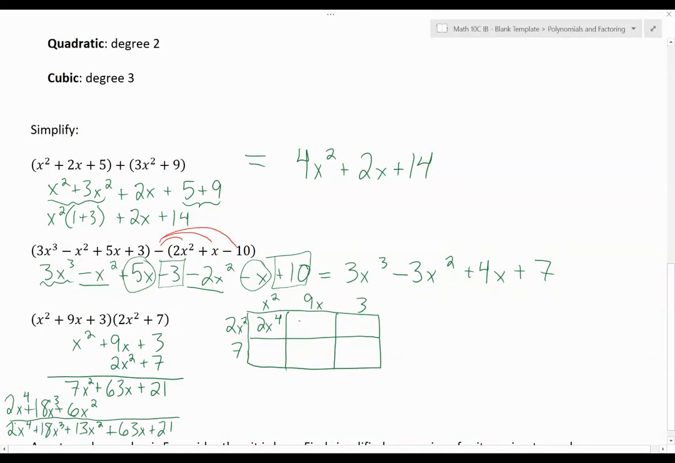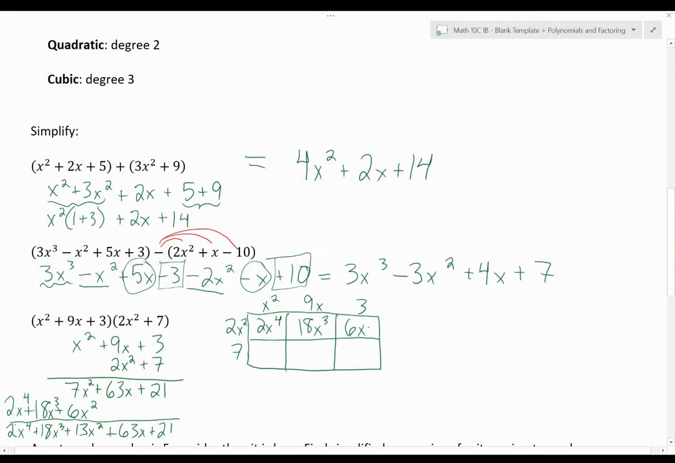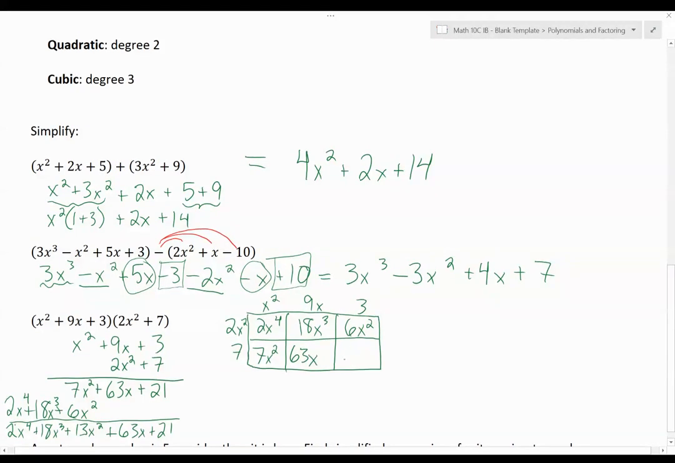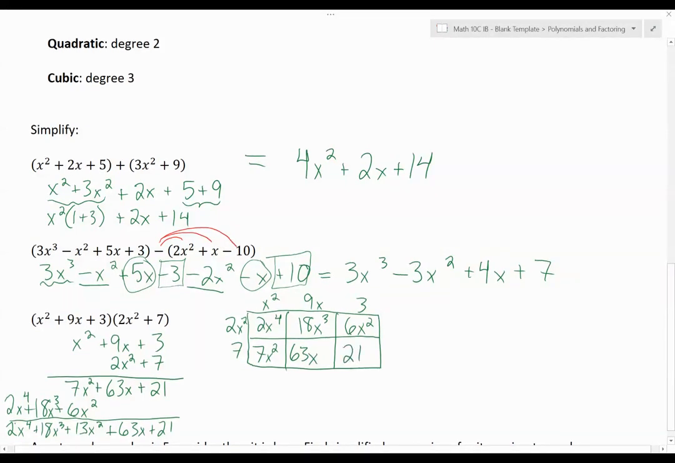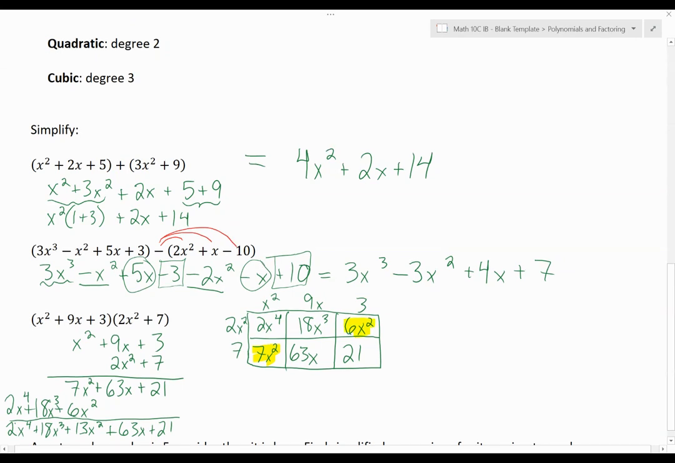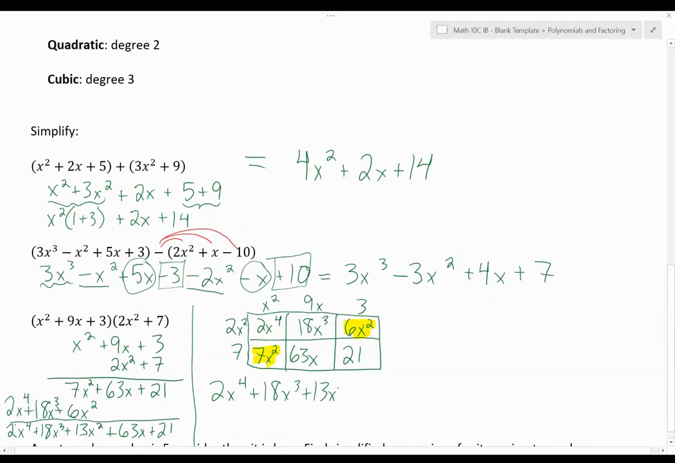2x squared times 9x is 18x cubed. 2x squared times 3 is 6x squared. Then I got 7x squared, 63x, and 21. All the same things I got when I was multiplying the other way around. It's just organized a little differently. Now when I'm adding them together, I'm looking for the two that are like terms. That would be these two. And I end up with exactly what I ended up with before. I should. These are just different ways of showing the same multiplication. So 2x to the power 4 plus 18x cubed plus 13x squared plus 63x plus 21.